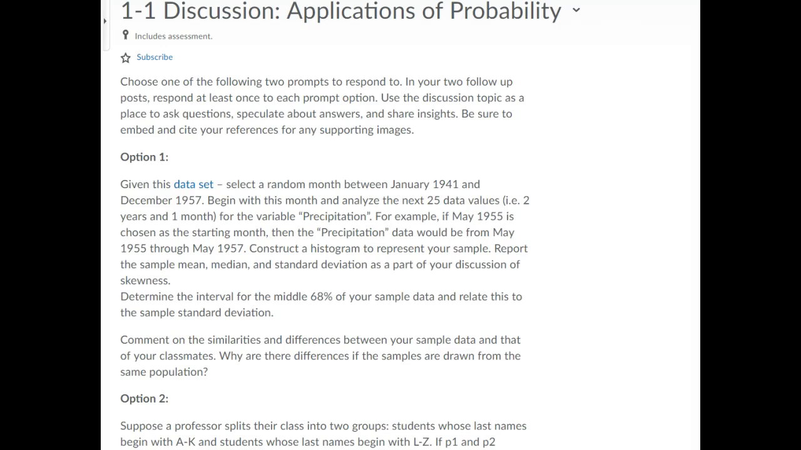So yes, you can make some comments about how maybe weather has changed over time, but look at this also through the lens, the perspective of just any population in general. If different people are collecting different samples, why are those samples different from each other?